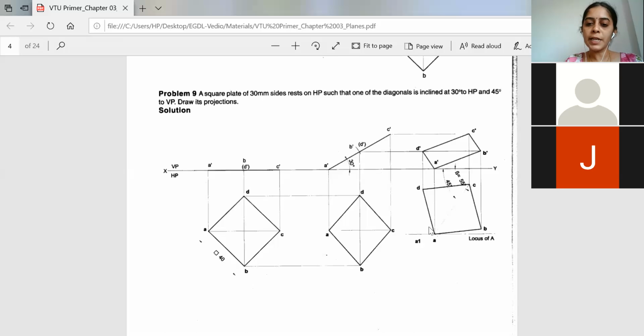Because you can see from C to A dash is our true length, the locus of A. And from the same point you measure the true length and you cut an arc. It will meet at this point.